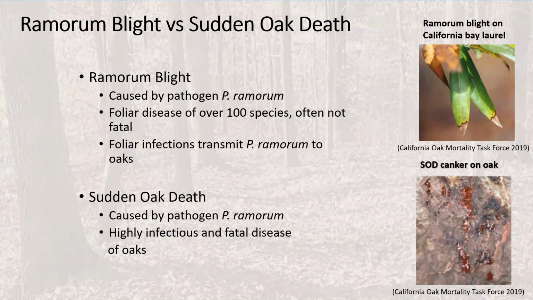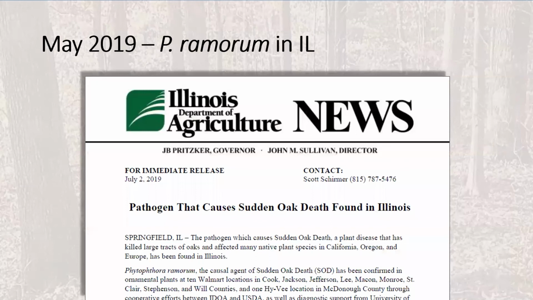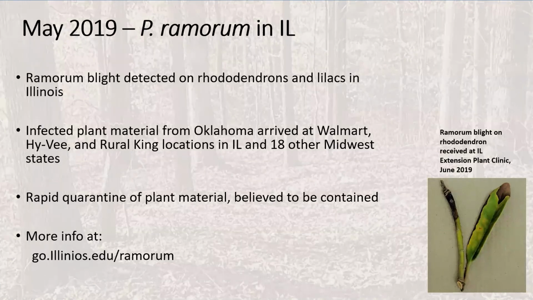That's an important thing to understand about this, because in 2019, we had an outbreak, where you see some of the headlines saying sudden oak death. Essentially what was found was ramorum blight in this case. So that foliar version of this pathogen was found on rhododendrons and lilacs, which both are obviously susceptible to the disease. And that was eventually linked to some infected plant material from Oklahoma that arrived at a lot of different big box stores across the Midwest. So all over the place, this plant material that was sent out and found to be infected was recalled.